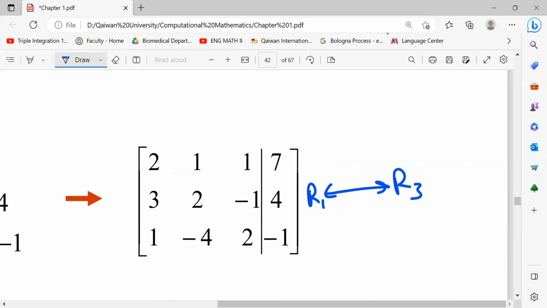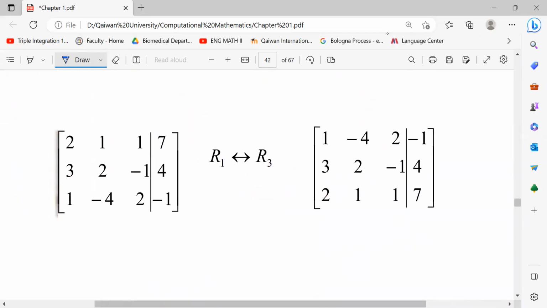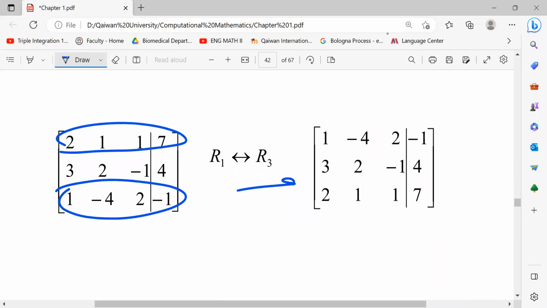We interchange all the elements of row 1 and row 3. So after interchanging these 2 rows, this leading entry becomes 1. Let's see what we get. Interchanging this row with this row, we get this. Look, this row comes down and this goes up.